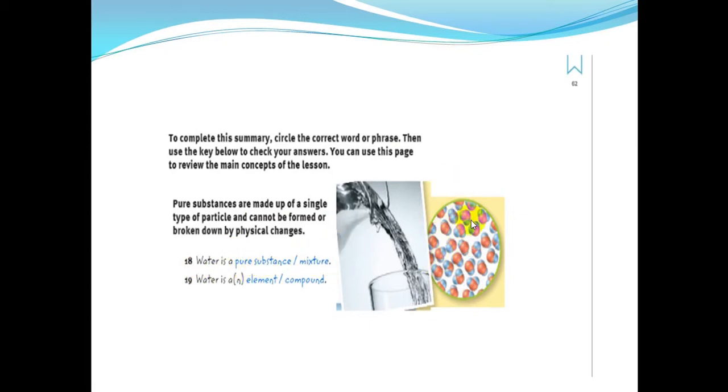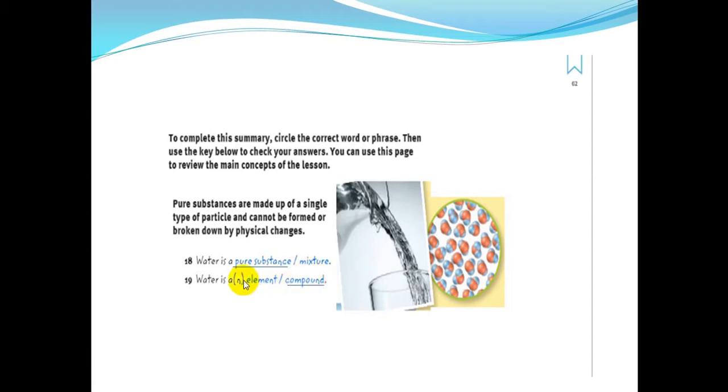The water here, do we call this a pure substance or a mixture? Yes, we call it a pure substance because it has one kind of molecules. And here the hydrogen and the oxygen have a bond between them. They are not separated. If they were separated, we would call it a mixture. But here the blue and the red atoms combine together to be one thing, or water molecules. Okay, so next question, is water an element or compound? Yes, water is a compound.